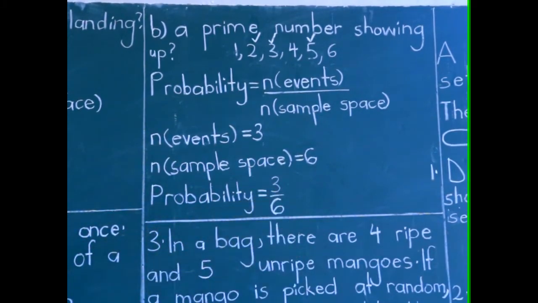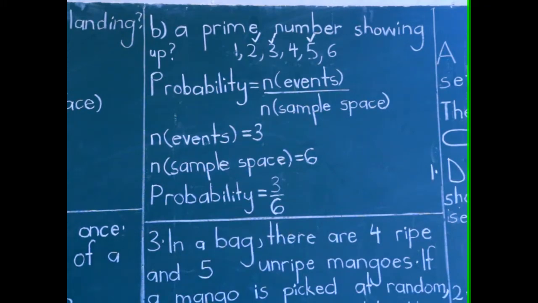You must note that probability must never be reduced. We know 3 out of 6 is reducible by 3 to get 1 out of 2, or a half. But being probability, leave it at 3 out of 6. Never reduce probability. Please never reduce probability, even if it's reducible. So please leave it like that as the best answer. 3 out of 6 is the probability of having a prime number showing on top after tossing a die once.